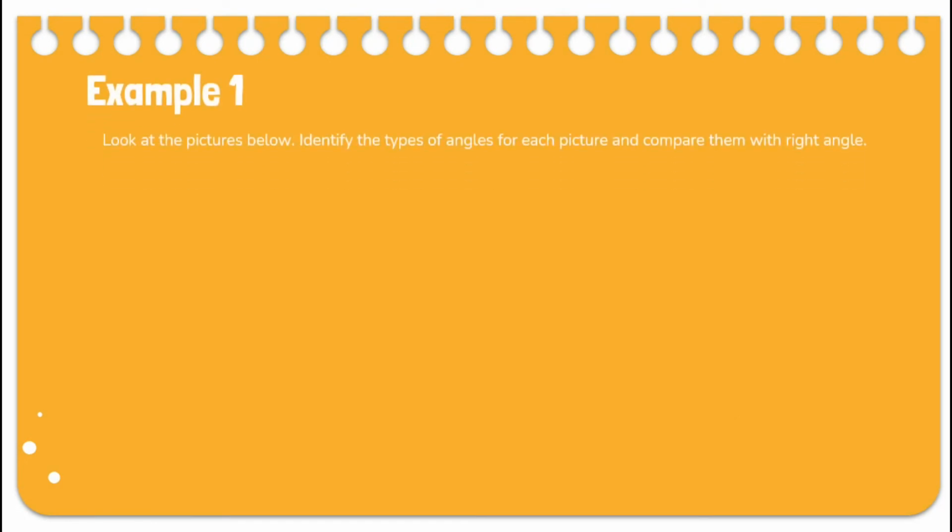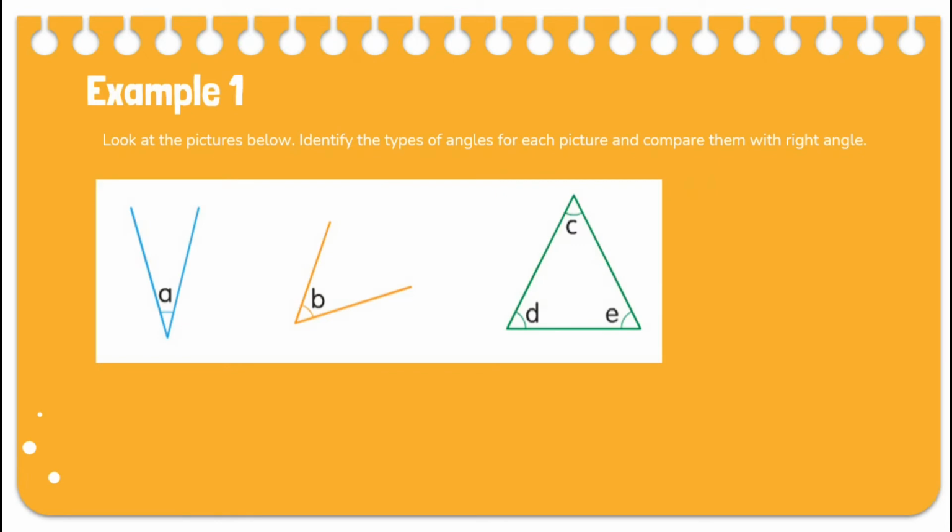Example 1. Look at the pictures below. Identify the types of angles for each picture and compare them with a right angle. A, B, C, D, E. Angle A, of course, smaller than a right angle, acute angle.